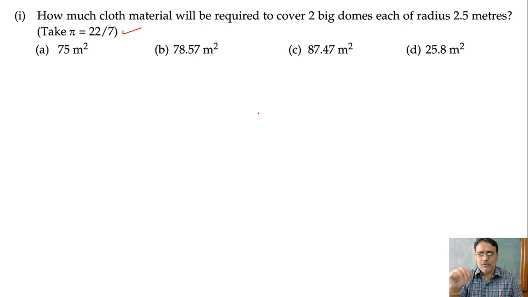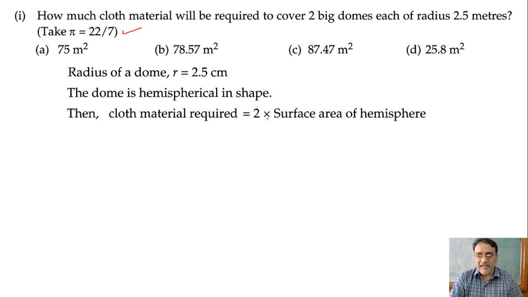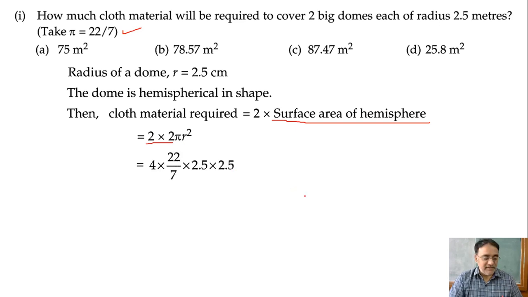So to cover the dome, we require only curved surface area. So what shape is the dome? Cylindrical. So what is the CSA of cylinder? No, the dome is in the shape of a hemisphere. So what is the CSA of hemisphere? 2 pi r square. So two big domes are there. So the cloth material required is equal to 2 into surface area of hemisphere, that is CSA, 2 pi r square. So 4 into 22/7 into 2.5 into 2.5.